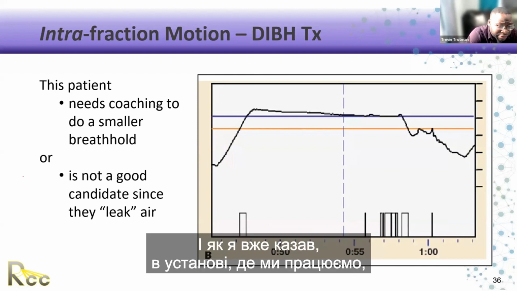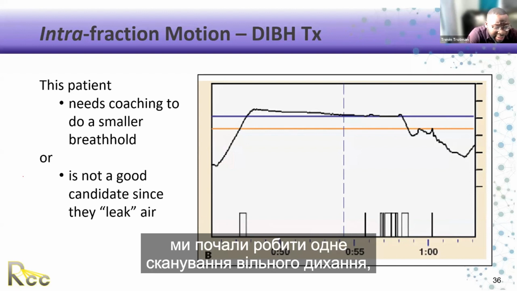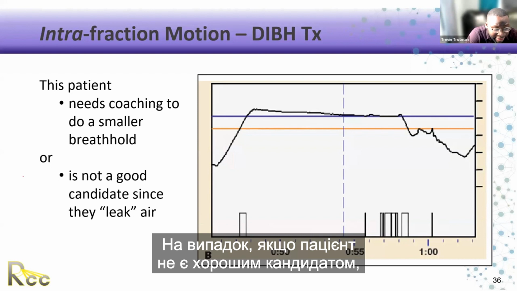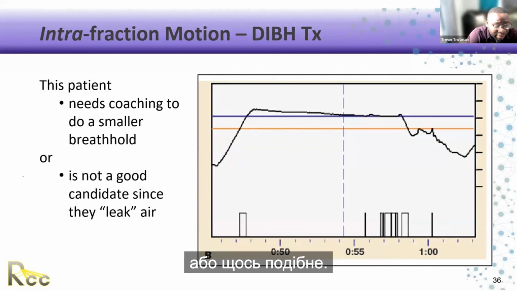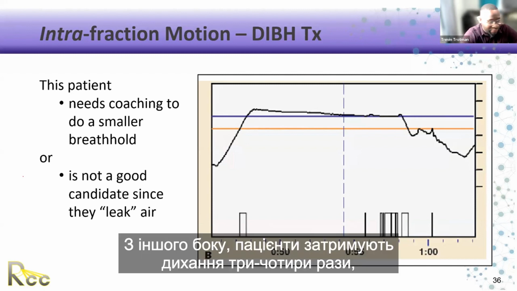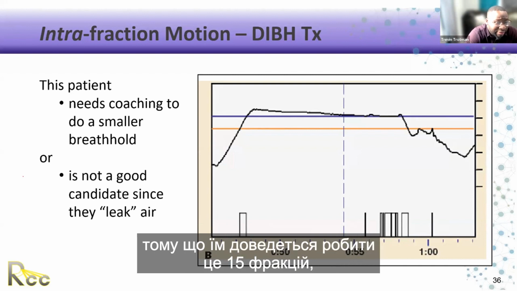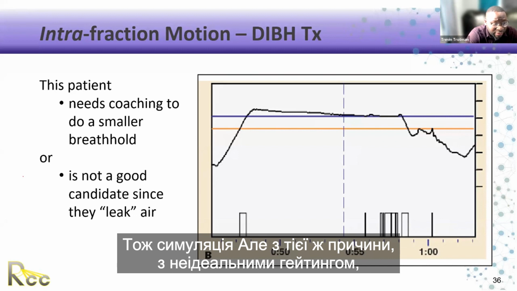And like I said, at the institution we work at, one thing we started to do for our lung cases is 1 free breathing scan, 3 DIBH scans, and 1 4D. Just in case the patient's not a good candidate, the MDs and physicists have that, so they can plan gating or something of that sort. On the same token, the patients are holding their breath 3 to 4 times, and that's when you know if they're a candidate or not, because they're going to have to do this for 15 fractions, 20 something fractions, or 5 fractions, whatever the case may be. So simulation is a good place to know.